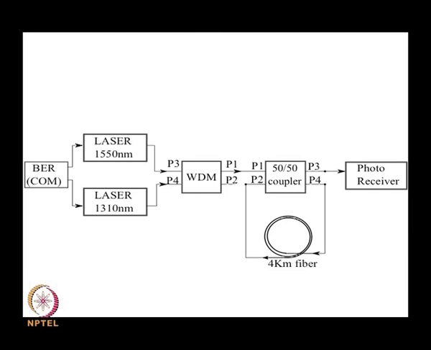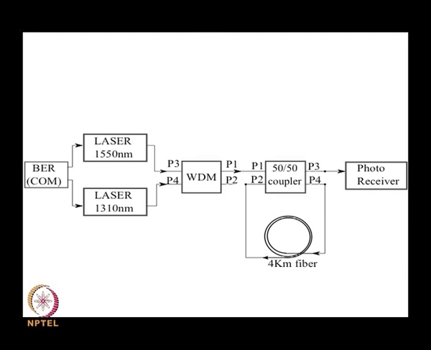Now this bit generator generates pulses which modulate the output of this 1550 nanometer laser and 1310 nanometer laser. Because of chromatic dispersion, the pulses of different wavelengths travel at different velocities. So as they travel further and further, the separation between the two pulses increases. One of the methods of achieving long fiber lengths in the lab is to use a ring resonator.